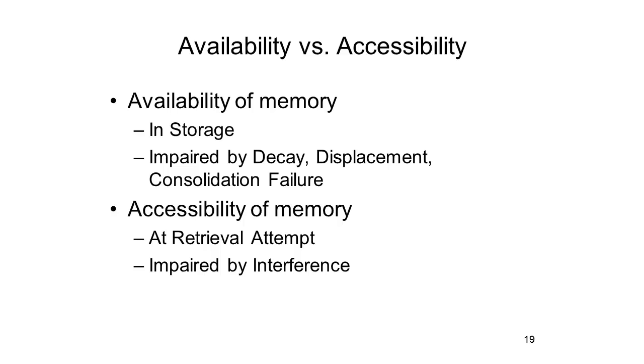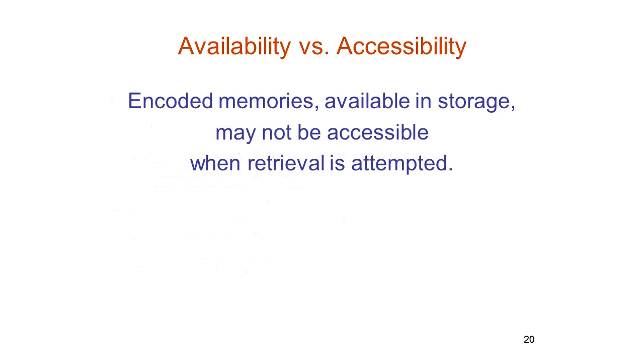The role of interference indicates that long-term memory is essentially permanent. Once encoding has been accomplished, forgetting is largely a function of retrieval factors like interference. Just to restate, because it's very important, the point of the distinction between availability and accessibility is that encoded memories available in storage may not be accessible when retrieval is attempted.